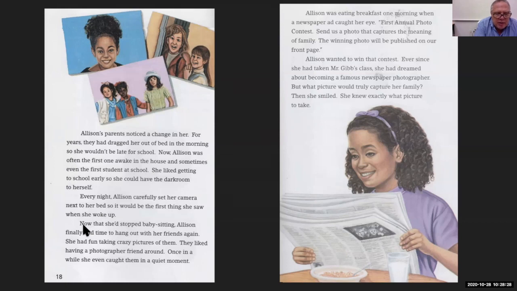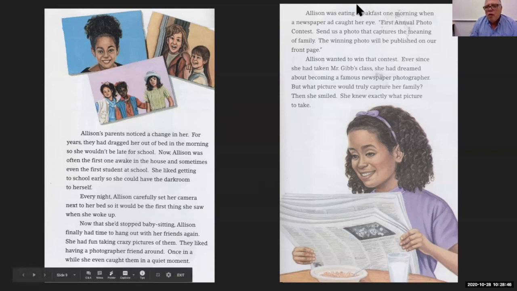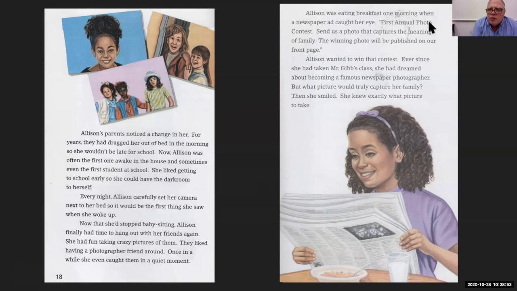Now that she'd stopped babysitting, Allison finally had time to hang out with her friends again. She had fun taking crazy pictures of them. They liked having a photographer friend around. Once in a while, she even caught them in a quiet moment. Allison was eating breakfast one morning when a newspaper ad caught her eye. First annual photo contest. Send us a photo that captures the meaning of family. The winning photo will be published on our front page.